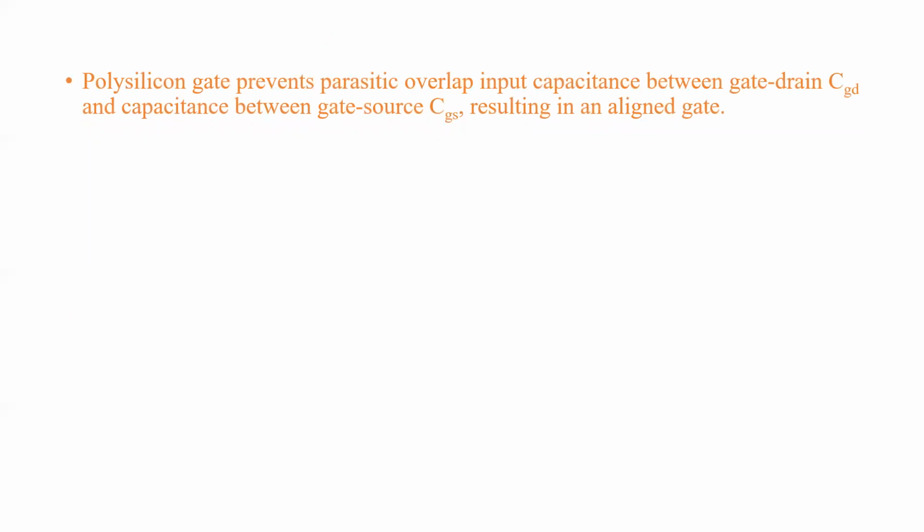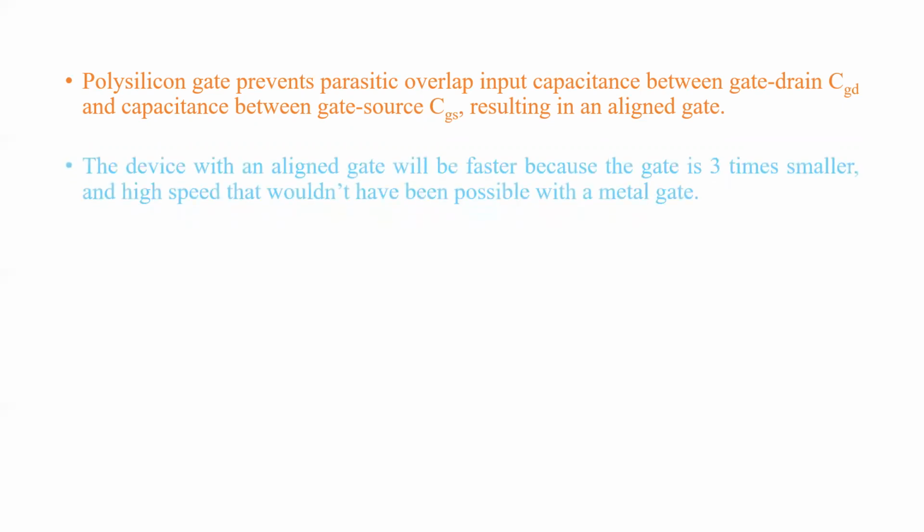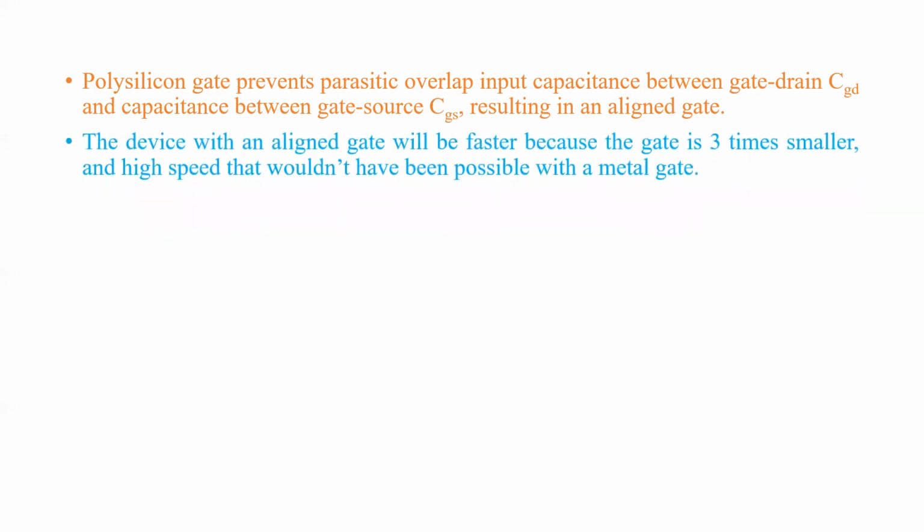Now, as we said prior, the polysilicon gate will prevent the parasitic overlap capacitance between gate and drain, CGD, as well as the parasitic capacitance between gate and source, CGS. So this results in a self-aligned gate. A device with a self-aligned gate will be faster because the gate is 3 times smaller here. Hence, the high speed is possible with polysilicon, which wouldn't have been possible with a metal gate, like aluminium. Aluminium is a metal, whereas polysilicon is a semiconductor.